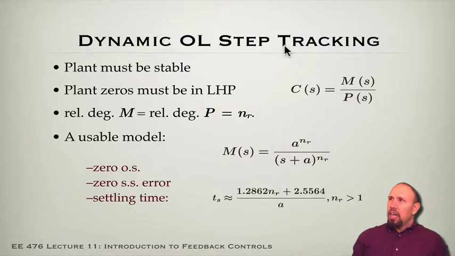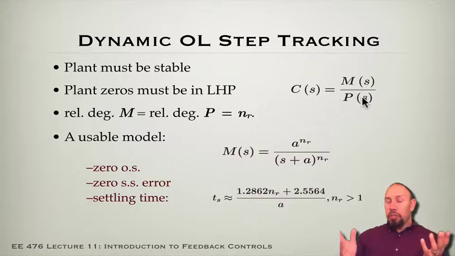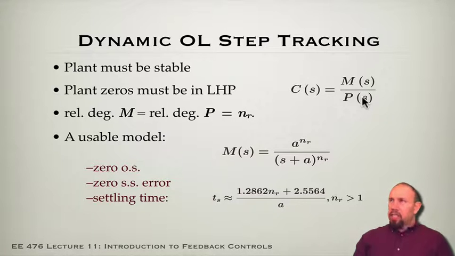So based on this, we have a model that can be used to track a step using open loop design. It's of this form. That's all there is to it. Again, it's simplicity. The complexity is that we actually have to implement some arbitrary transfer function like that.